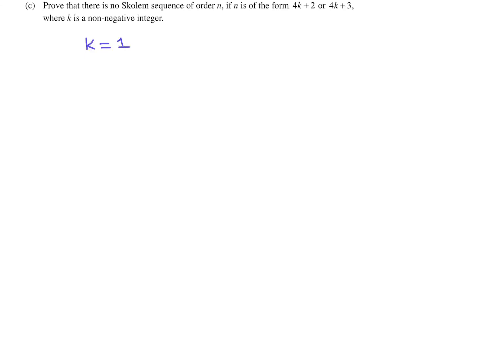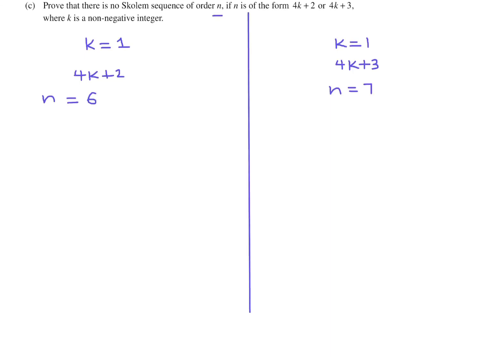So if k equals 1, on the first one we've got 4k plus 2, which would therefore be equal to 6. That will be my n. And in the second one, if k equals 1, 4k plus 3 will be n equal to 7. Okay? So I will prove it for both of these, and we'll take it one step at a time. So we'll do the first one, and then we'll do the second one. The second one will be pretty much identical to the first one, so you'll definitely get the hang of it.